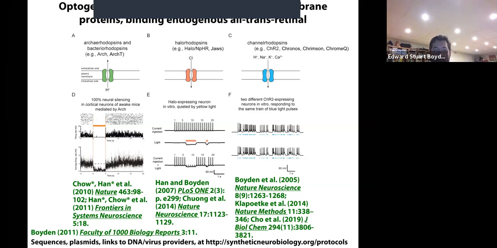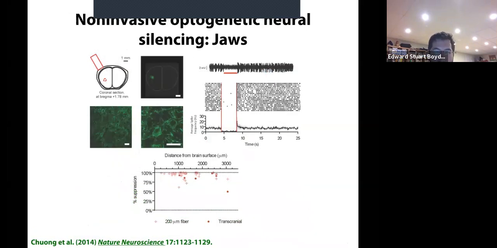I'll just give you a few examples. When Amy Chuong was a grad student in my group, we worked to make a red-light-sensitive chloride pump. Put the gene for this light-driven chloride pump that we called Jaws into neurons and shine red light, even from outside the skull of an awake behaving mouse, and you could turn off neurons a majority of the depth through the brain. Why red light? Well, red light is less absorbed by the brain than other colors of visible light.